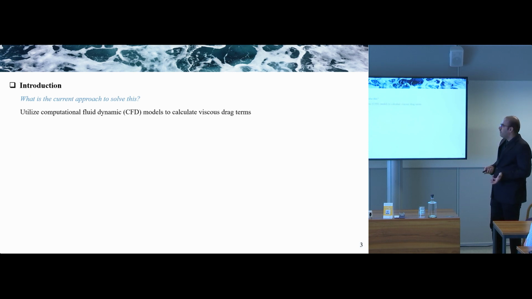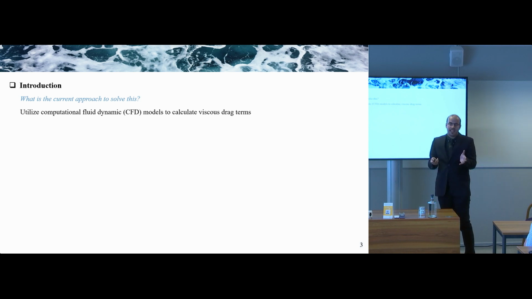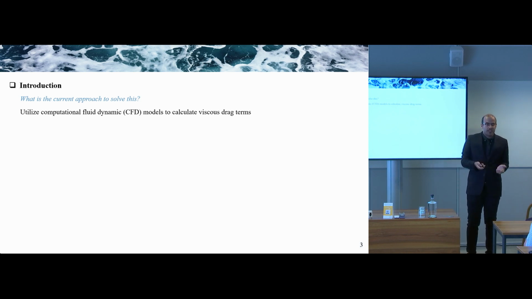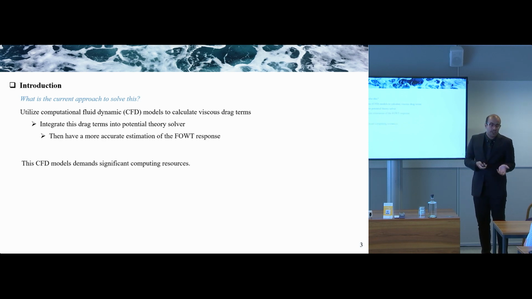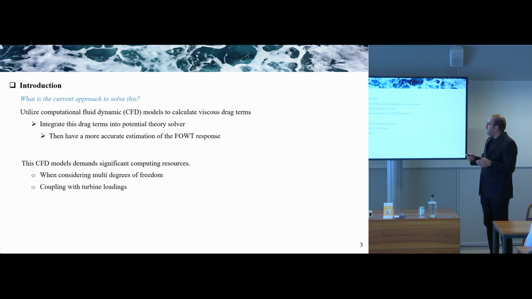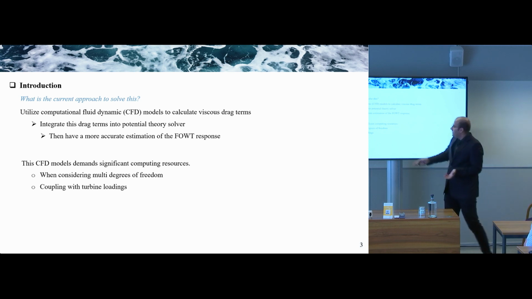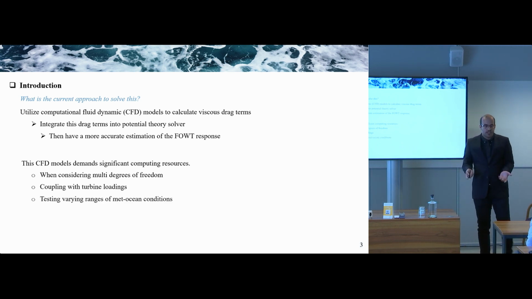One of the currently widely used approaches is to use CFD to calculate the viscous drag and integrate it into potential theory, to get a better response instead of using the Morison equation itself. But the problem with the CFD model is that it demands significant computational resources when you consider multiple degrees of freedom, coupling with turbine loading, and testing a varying range of met-ocean conditions.